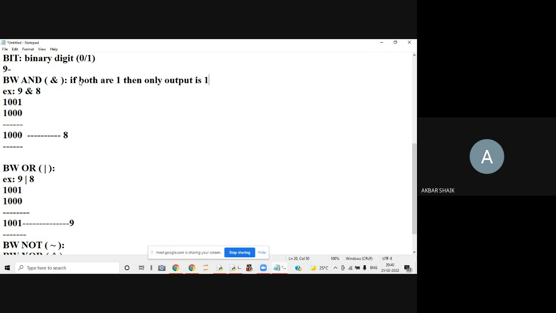Output is 1. Otherwise 0. So how did we get this? This is inherited from logical AND only. But there we called them true and false, and here we are calling them 1 and 0. That's it. Is it clear?